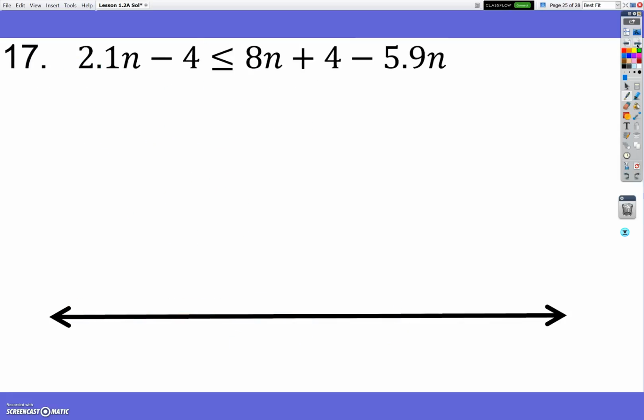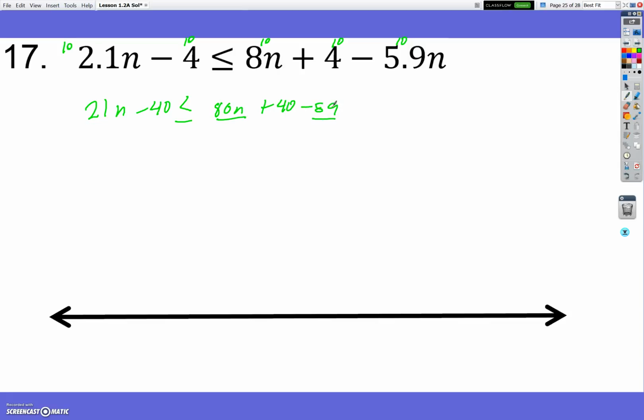Alright, now let's go ahead and look at this one. Same idea, this one has a decimal, so I'm going to multiply each and every term by 10, if I don't like decimals. We'll do a decimal buster. So this will give me 21n minus 40 is less than or equal to 80n plus 40 minus 59.